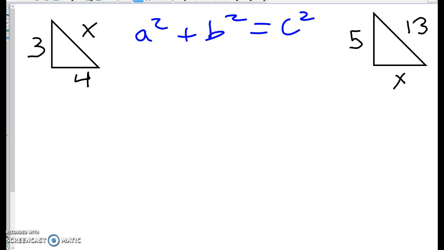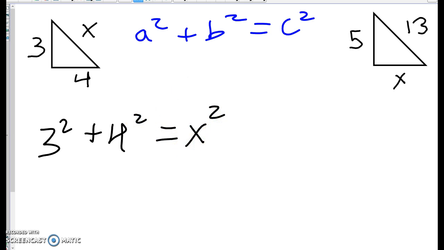this one on the left, A and B are 3 and 4. So we have 3 squared plus 4 squared equals x squared. And you do your normal simplifying, combining like terms. In this case, 3 squared is 9, 4 squared is 16, and you get 25 equals x squared.